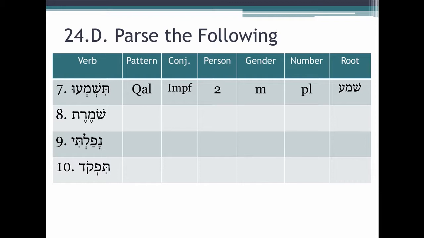Number 8, shomeret. First vowel gives it away. O vowel. O vowel with a t ending can only be kal participle feminine singular from shamar.